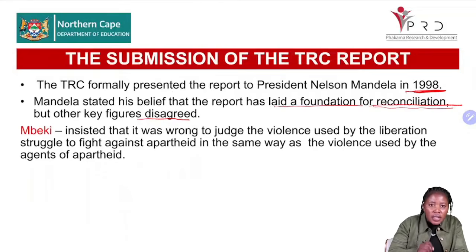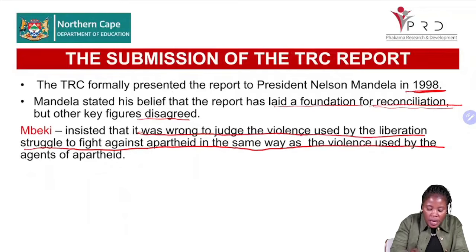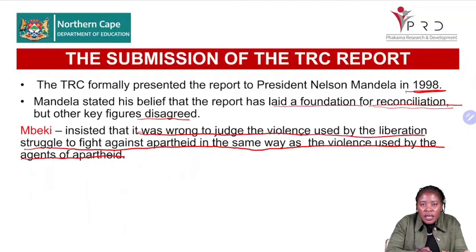Thabo Mbeki insisted that it was wrong to judge the violence used by the liberation struggle to fight against apartheid in the same way as the violence used by the agents of apartheid. It's basically what we spoke about, to say the ANC believed that the TRC could not differentiate between crimes that were committed by the apartheid government.